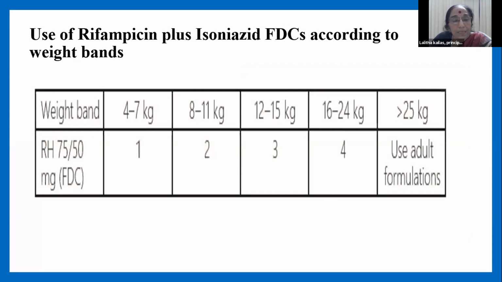This is what I have been talking about. We have a child-friendly fixed drug combination, as we are aware, with INH 50 milligram and rifampicin 75 milligram. The fixed dose combination is available. According to weight, for 4 to 7 kg, 1 tablet is enough. For 8 to 11 kg, 2 tablets; 12 to 15 kg, 3 tablets; and 16 to 24 kg, we need 4 tablets. For more than 25 kg, adult formulation. I think we are all familiar with this FDC because that is what we have been using in our current treatment guidelines for the NTEP program.